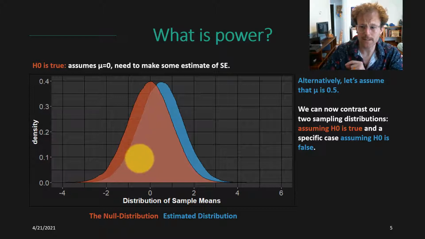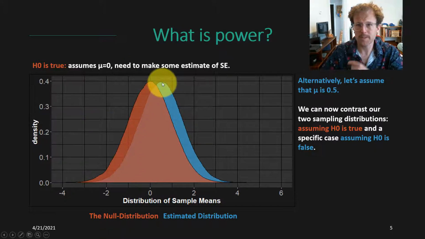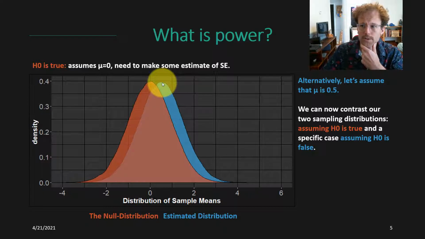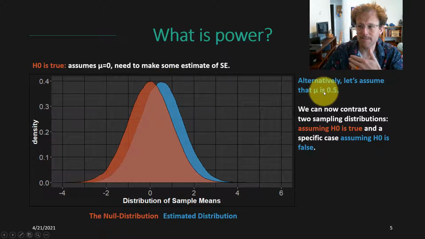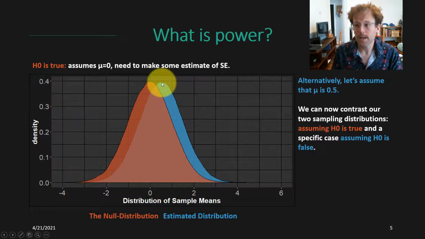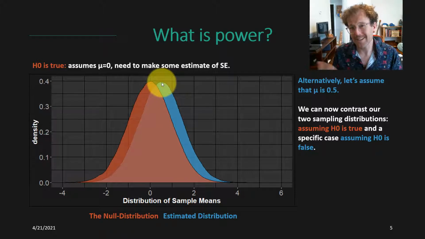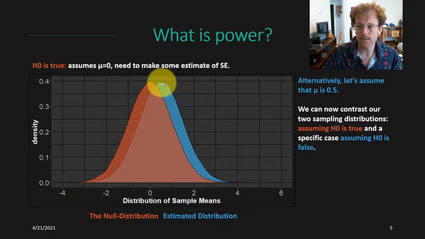To conduct a power analysis, we're going to have to assume some specific alternative. So we're going to create a point estimate based on the smallest effect size of interest. In this case, let's say that it's a mean value of 0.5. So we're going to have a blue distribution for our estimated distribution, saying, okay, now if the true value were 0.5 instead of 0, how would sample means be distributed? And we can now contrast these two sampling distributions: one, assuming that the null hypothesis is true, in red, and one specific case of an alternative hypothesis, assuming that the null hypothesis is false, shown in blue.